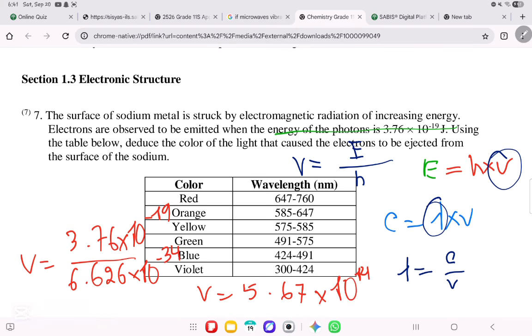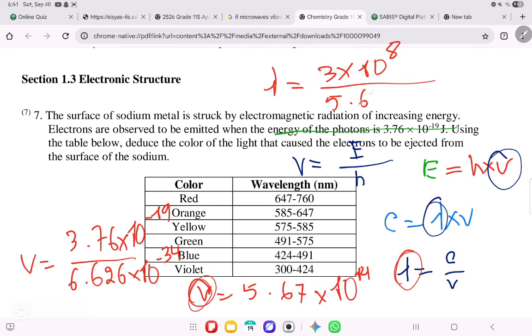Now, what do we need now? We have the frequency, and using the frequency, we can find the wavelength. So wavelength is equal to the speed of light, which is 3 times 10 to the power of 8, over the frequency, which is 5.67 times 10 to the power of 14.